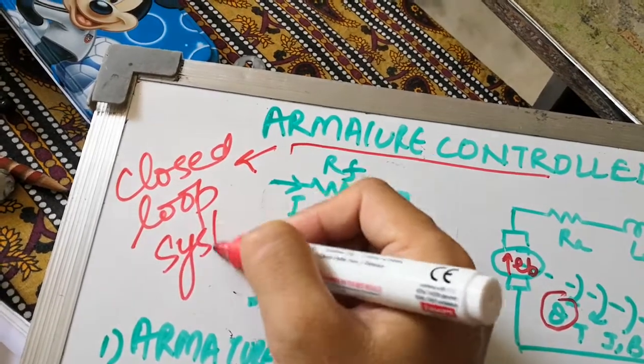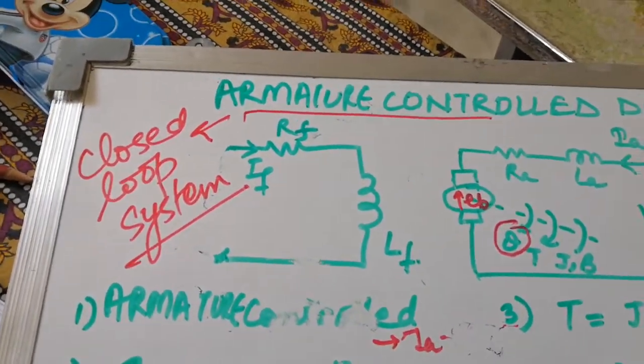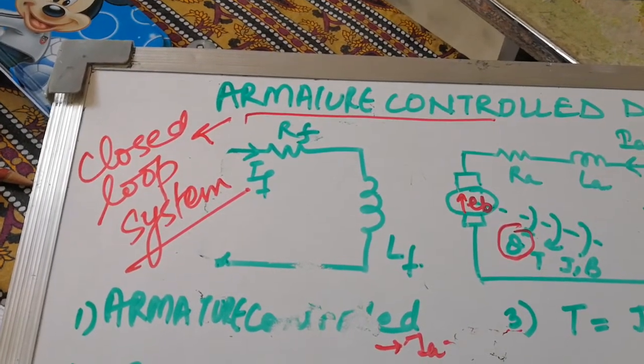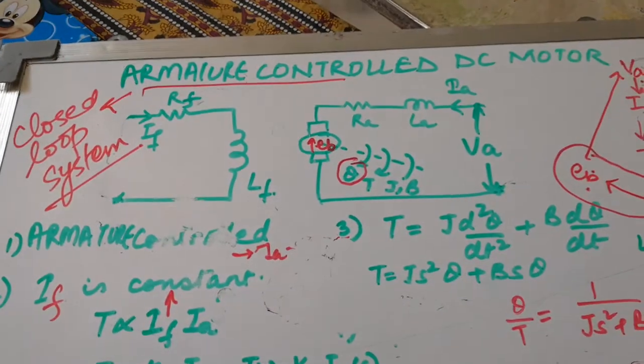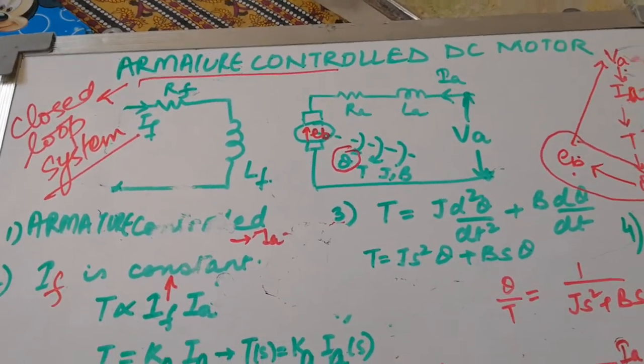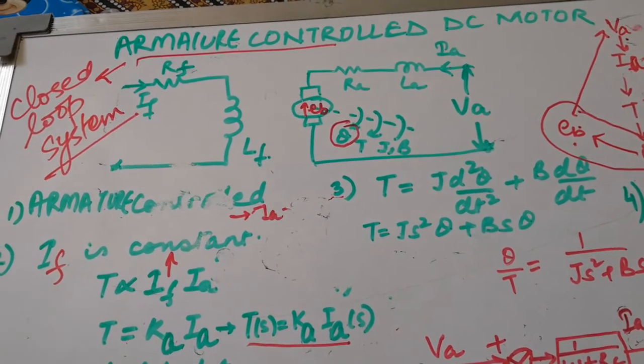So if you get a numerical question to define and make a mathematical model of any closed loop system, the armature controlled DC motor comes under a closed loop system, while the field controlled DC motor comes under an open loop control system.